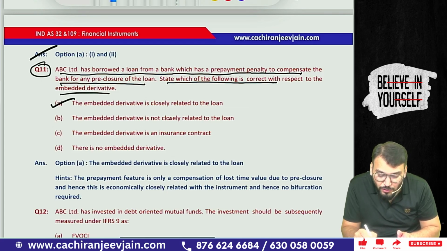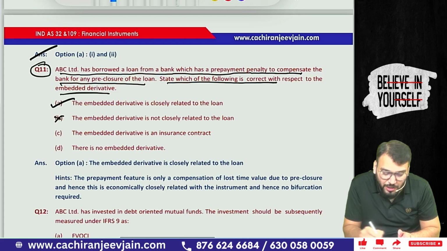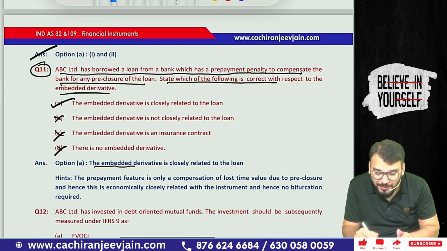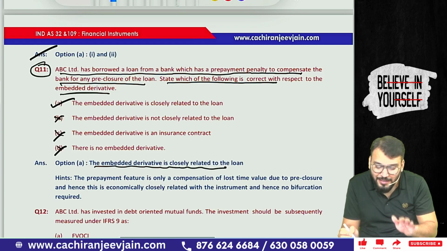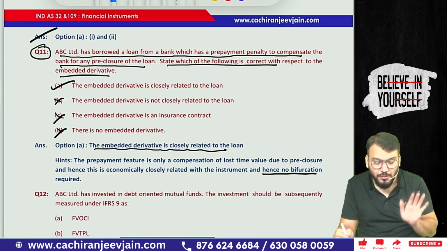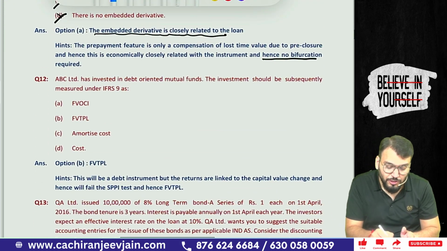So the embedded derivative is closely related to the loan, so this is correct. Embedded derivative is not closely related, this is not correct. Embedded derivative is an insurance contract, this is also not correct. There is no embedded derivative, this is also not correct. So the embedded derivative is closely related to the loan and therefore separation is not required, hence no bifurcation is required. Good question. Come to question 12.